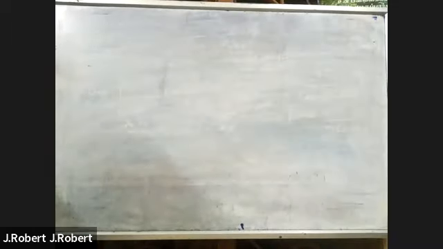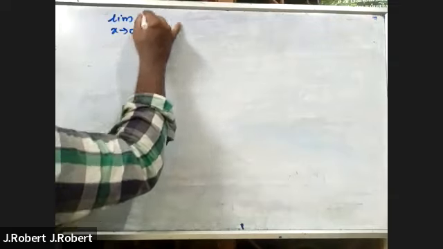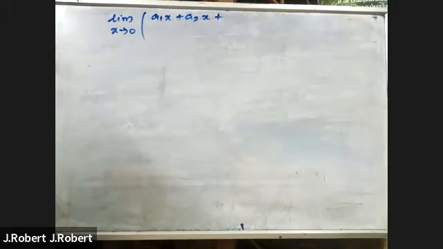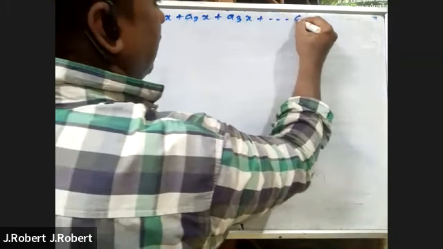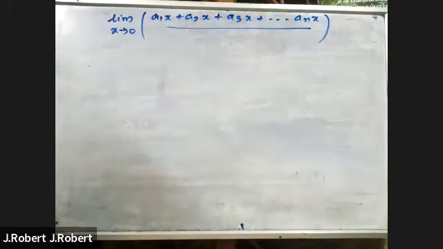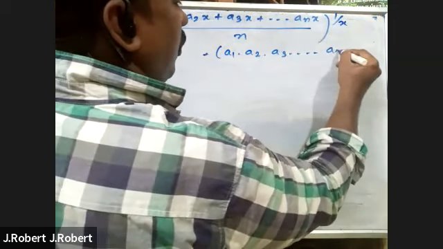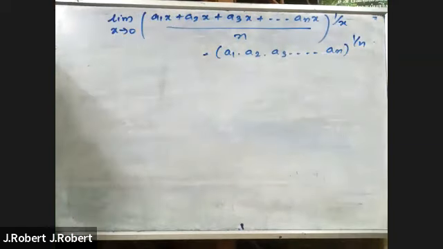If it is in the form of limit x tends to 0, (a1 to the power x plus a2 to the power x plus a3 to the power x plus dot dot dot to an to the power x, divided by n) whole power 1 by x, is equal to (a1, a2, a3 and so on, an) whole power 1 by n. This is another shortcut trick method.